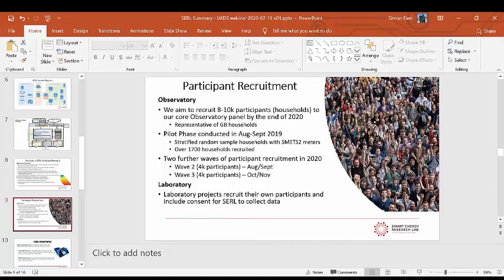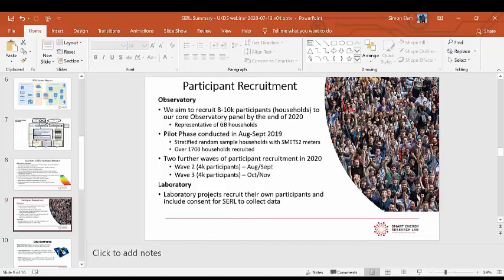We conducted a pilot phase last year in August and September, and that was again a stratified random sample to all households with a SMETS 2 meter, which is a meter that we can actually access via this DCC gateway that I showed you in a previous slide. From that we recruited 1,700 households, and that pilot phase was pretty successful, did exactly what we needed to do to inform the main phases of participant recruitment, which will begin shortly.